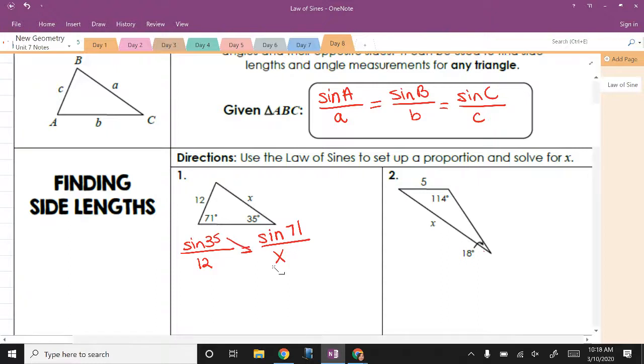So cross multiply. On one side, we'll have X times sine 35 degrees equals 12 times sine 71 degrees. And you're solving for X. So how do we solve for X? Good. Divide by sine of 35 degrees.